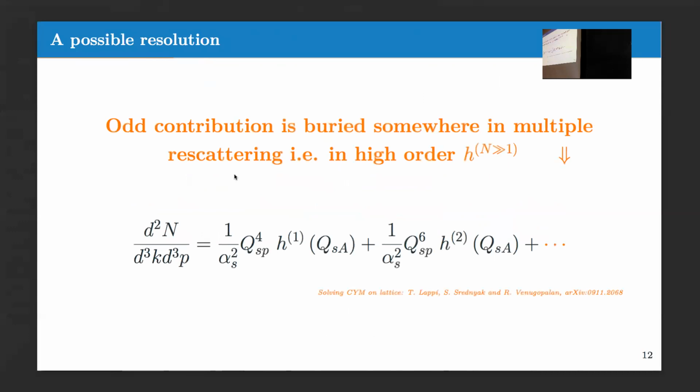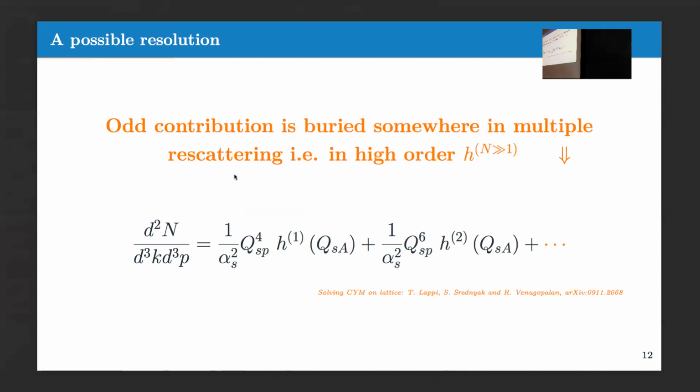So, when this problem was originally discovered, we thought that maybe there is some non-trivial multiple rescattering process which would give us this odd azimuthal anisotropy, but it would be hidden in very high order corrections to the multiple rescattering from the projectile side. This is what is captured in solving the classical Lagrange equations.